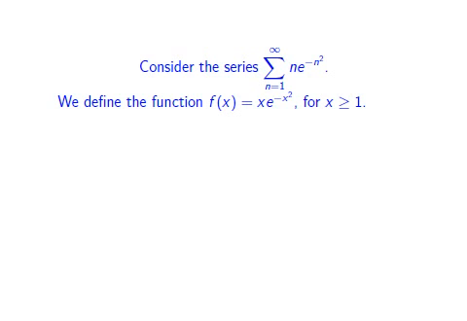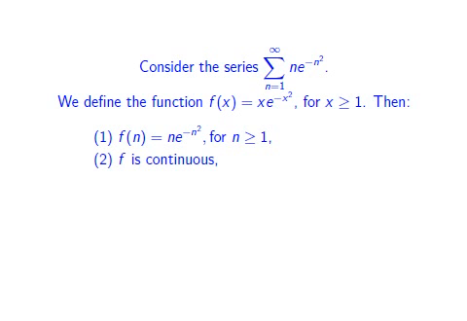Here the idea is that we take our sequence, which is defined for all integers n greater or equal to 1, and make it into a function, which is defined for all real numbers x greater or equal to 1. We do so by simply replacing the n's by x's. Then clearly f of n coincides with the nth element in our sequence, that is n times e to the minus n square for all integers n greater or equal to 1.